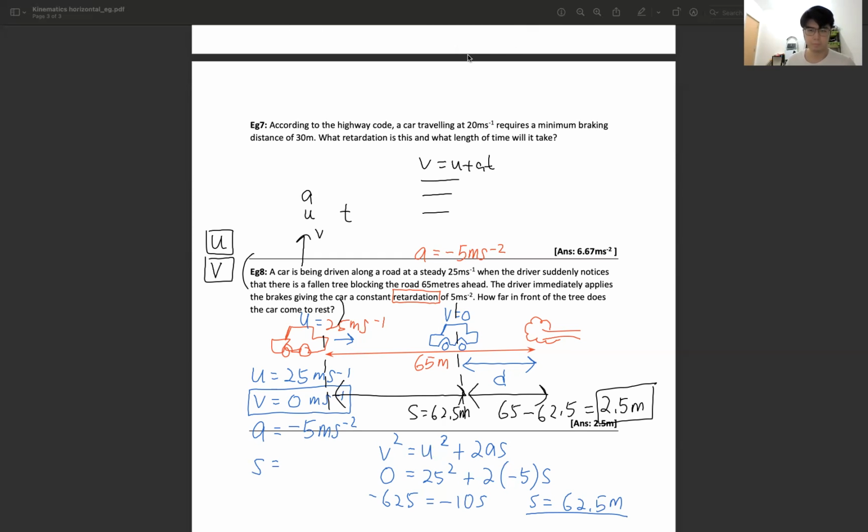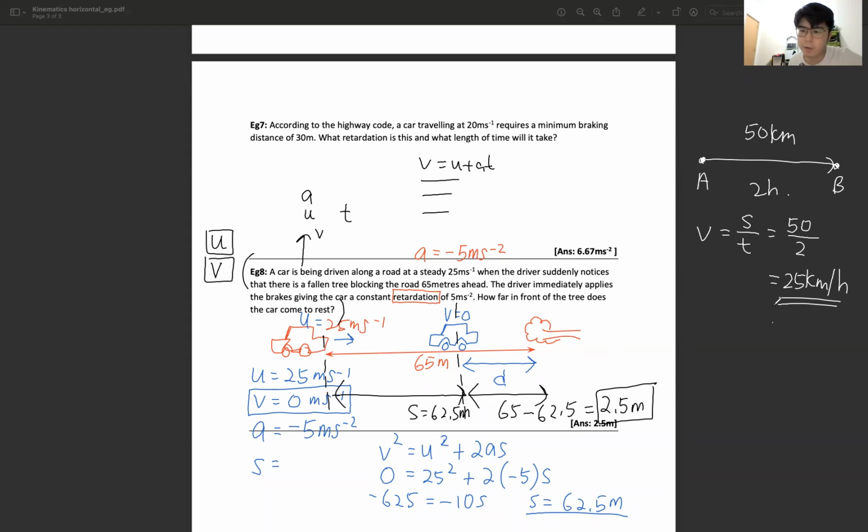What's the difference? Before, we learned average velocity, right? Let's say an object goes from A to B, and the distance is 50 kilometers in 2 hours. If I want to calculate the speed of the object, how do you calculate the speed from A to B? We just use simple calculation. v equals displacement over time, right? So 50 divided by 2, that's 25 kilometers per hour. What kind of velocity is this? This is average velocity or average speed, because you divide total distance by total time.